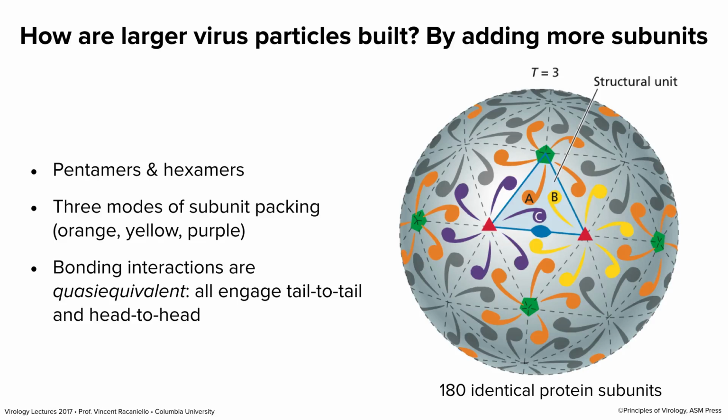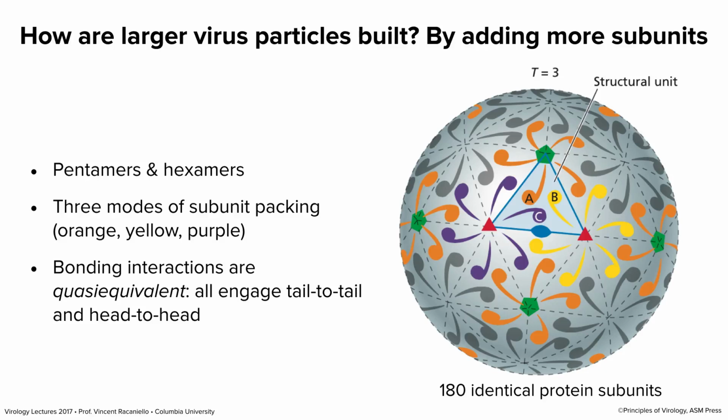The only way you could do that is by making these 6-fold related areas. Now, as a second consequence of adding more subunits, we have different modes of subunit packing. In fact, they're labeled here orange, yellow, and purple. The orange, the yellow, and the purple commas, which are each proteins, all interact slightly differently.